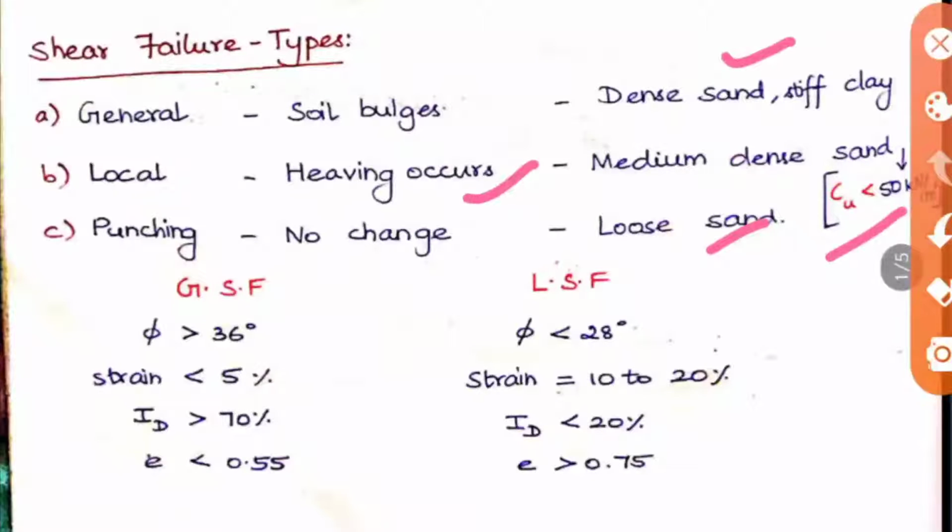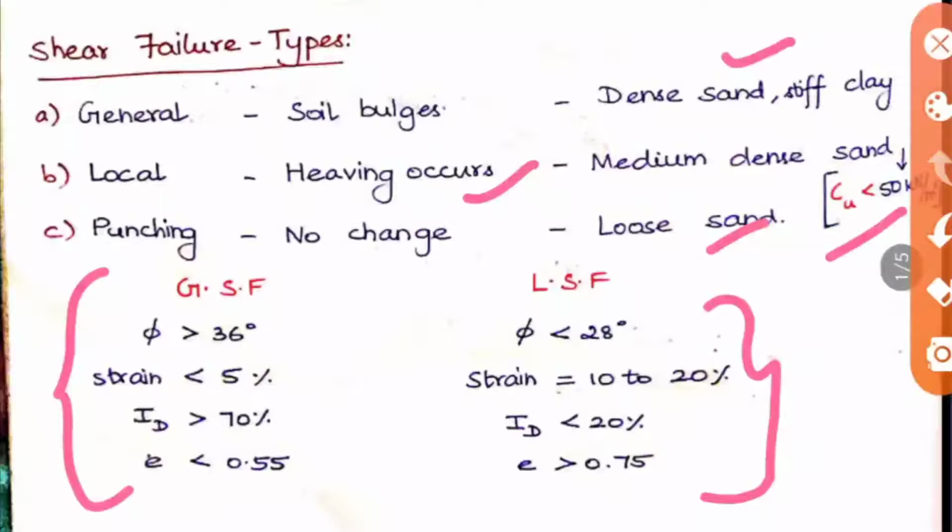Here are some values to be studied based on the general and local shear failure. When phi is greater than 36 degrees, strain is less than 5%, ID, that is the relative density, is greater than 70%, and e is less than 0.58, general shear failure occurs. Similarly, when phi is less than 28 degrees, strain is 10 to 20%, ID is less than 20% and e is greater than 0.75, you get local shear failure.